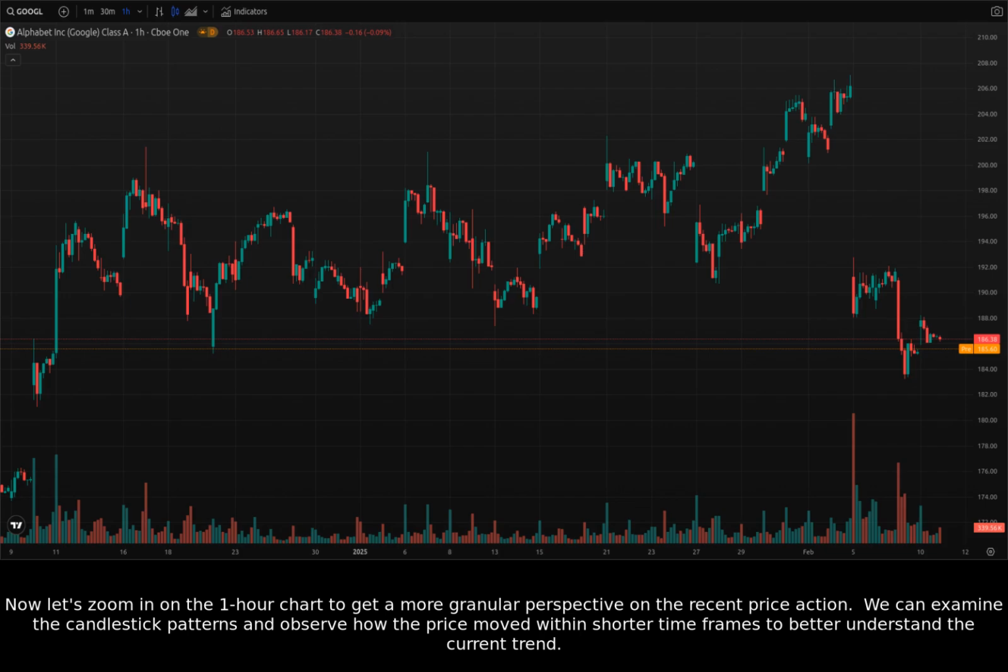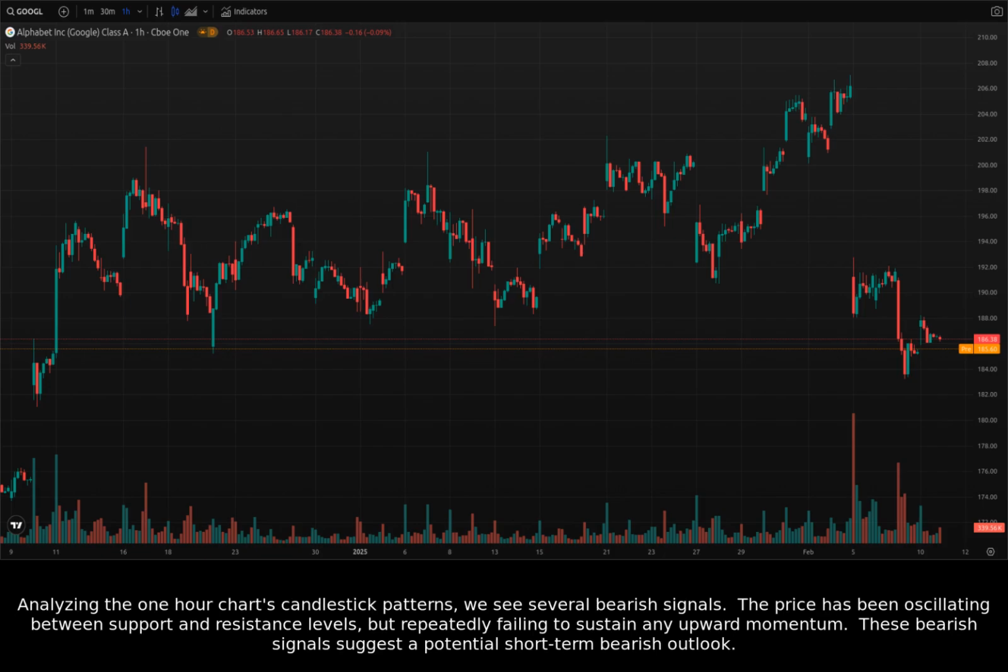Now let's zoom in on the 1-hour chart to get a more granular perspective on the recent price action. We can examine the candlestick patterns and observe how the price moved within shorter timeframes to better understand the current trend. Analyzing the 1-hour chart's candlestick patterns, we see several bearish signals. The price has been oscillating between support and resistance levels, but repeatedly failing to sustain any upward momentum. These bearish signals suggest a potential short-term bearish outlook.